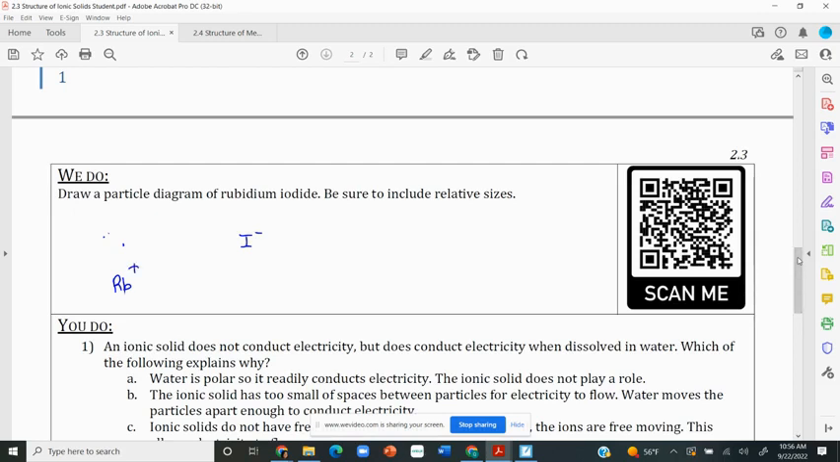And then we're going to have iodine coming in. Iodine is larger than Rb plus because, remember with this guy, once he's become a plus, what electron configuration does he have? Noble gas. So he has the electron configuration of krypton. So he's lost a whole valence shell there. So instead of 5 valence shells, he's only got 4. Okay. So he's going to be significantly smaller than the iodine.